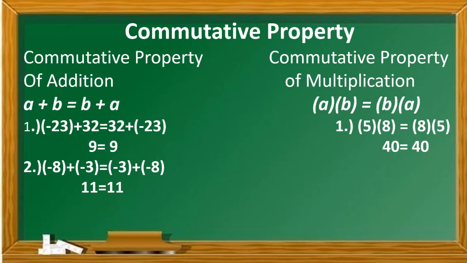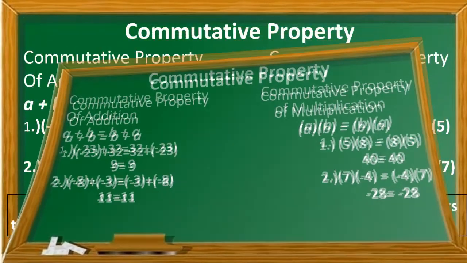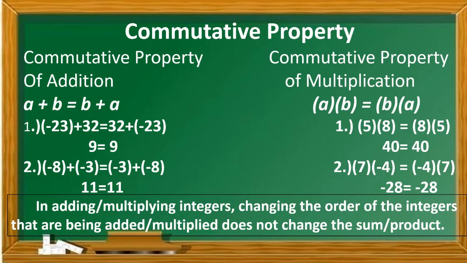Another example, 7 multiplied by negative 4 is the same as negative 4 times 7. Their answers are both negative 28. It means in adding or multiplying integers, changing the order of the integers that are being added or multiplied does not change the sum or product.